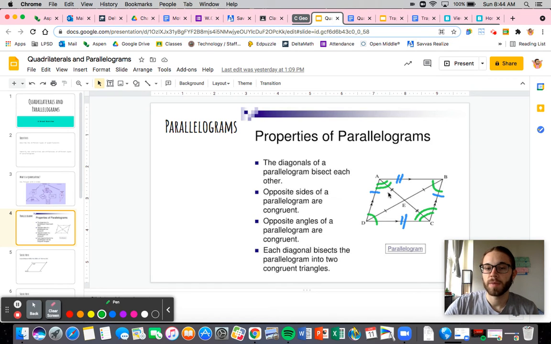And then finally, we have that the diagonals bisect each other. So this part of the diagonal is half of the whole thing, and this part is also equal to that part. Similarly with this one, this part is half of the whole thing, and this part is congruent to that part.